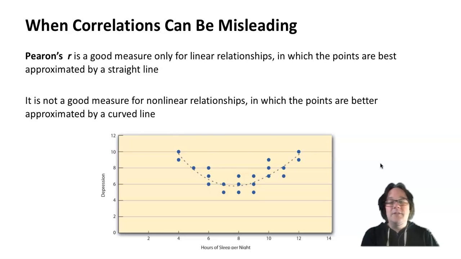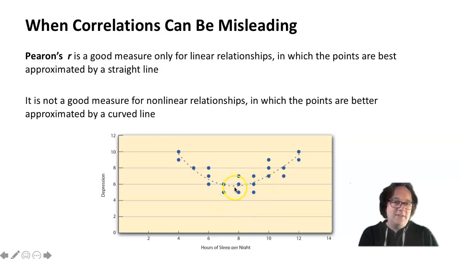So what do we mean by that? Well, non-linear relationships are where the points better approximate a curved line. This is an example here. We can see that there is a clear relationship between our x variable, hours of sleep per night, and our y variable, depression. So it seems like if you sleep 4 hours a night, right? Less sleep seems to be related to higher depression scores.